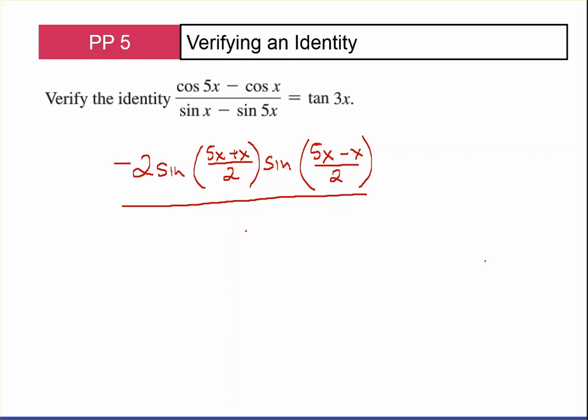All over. Okay, this one now, sine of x minus sine of 5x. That's going to be the last formula of the 4, and that is positive 2 now, sine of the difference, so the difference between the two.